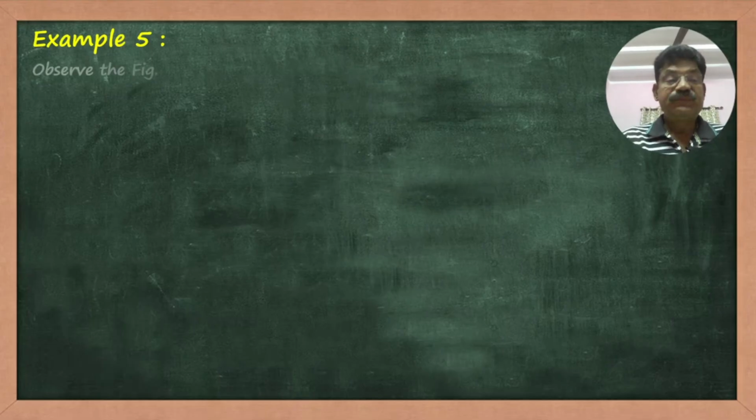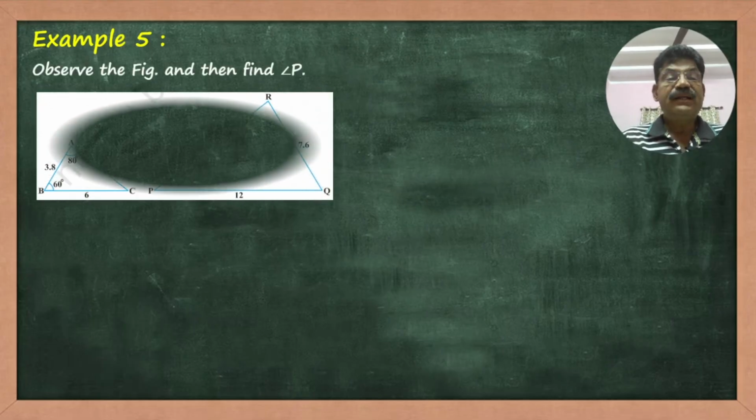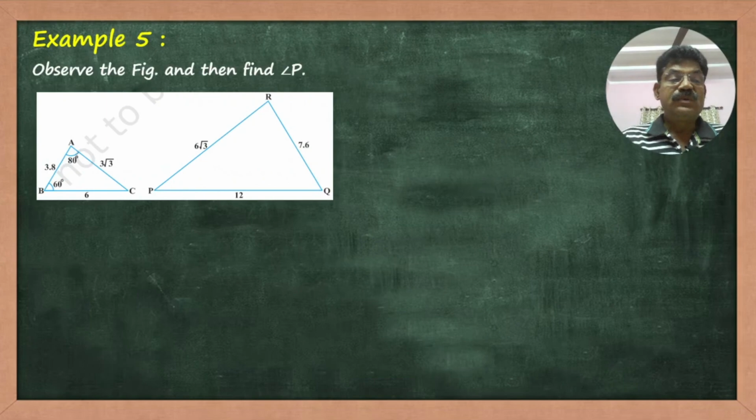Example 5. Observe the figure and then find angle P. So, a triangle ABC is given. Two angles are given. Angle A is equal to 80 degree, angle B is equal to 60 degree. Length of AB is equal to 3.8 units. Okay. Now, you have to find angle A corresponds to which angle? Angle P or angle Q or angle R. Similarly, you have to find angle B corresponds to which angle in the second triangle. That you have to find.